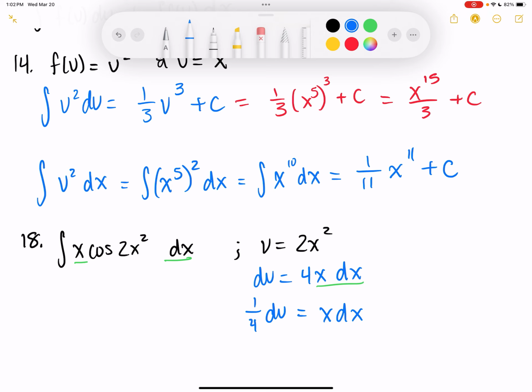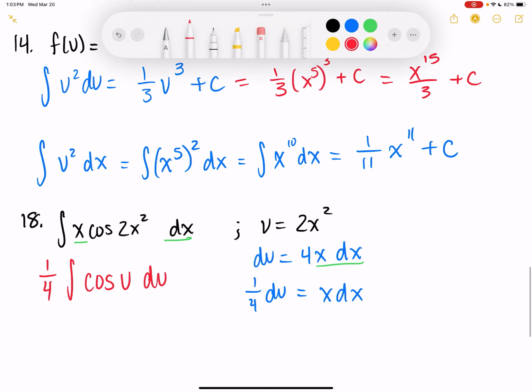So now what this does is this allows me to rewrite my integral as something that I can deal with. So we're going to have 1/4 the integral of the cosine of u. So I've gotten rid of that by replacing it with u. Then the x dx is being replaced with 1/4 du, but the 1/4 number will go out front because that's not changing, right? We all agree it's constant. So then the du goes here on the end.